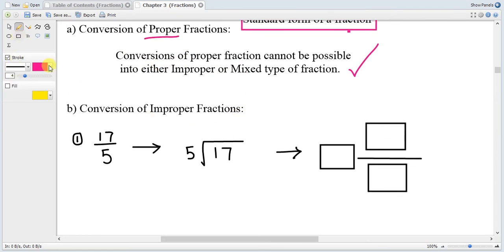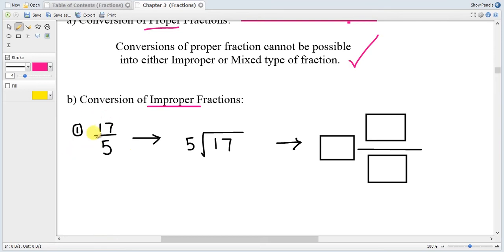Okay, moving on to the next. Can we convert an improper fraction? Yes, we can, but into what? Into a mixed fraction. Let's see with an example: 17/5. First, make sure that this fraction is improper. You already know the hint that the number at the top should be bigger. So this is an improper fraction.